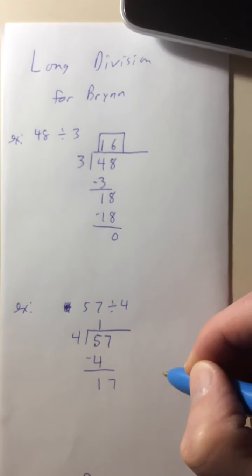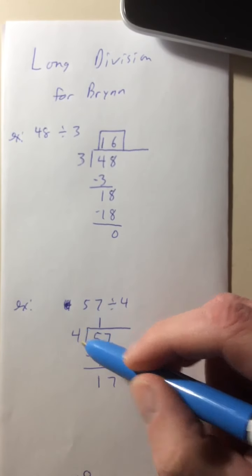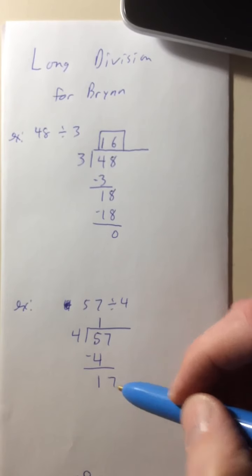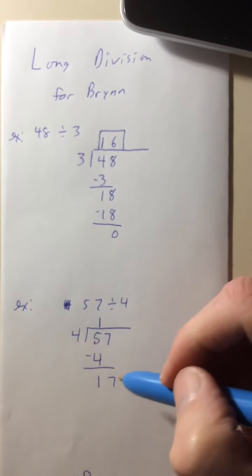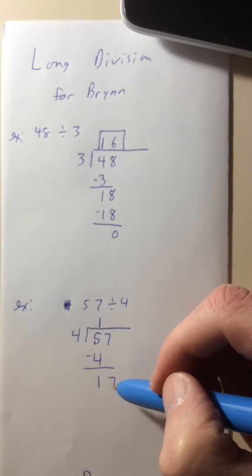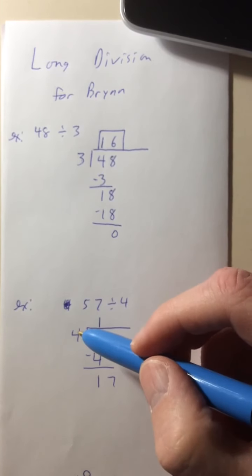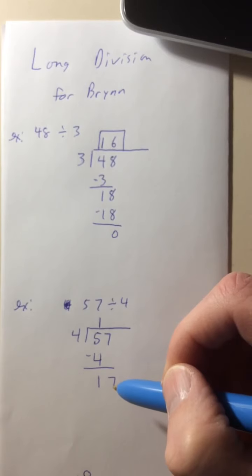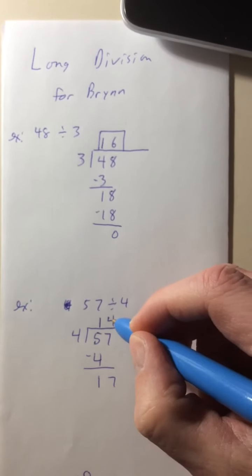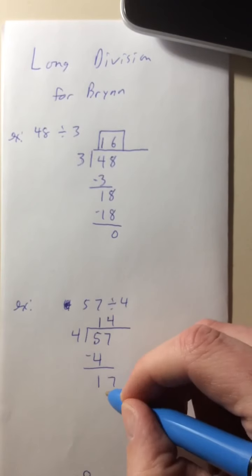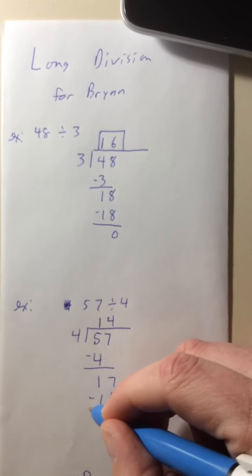and bring down the 7. Now we say, does 4 go into 17 evenly? Nope. But what number can we multiply by 4 to get close to 17, but not over 17? Well, we know that 4 times 4 is 16, and that's close to 17, but not over. So that's the one we want. 4 times 4 is 16. And we subtract, and we get 1. So we have 1 left over.